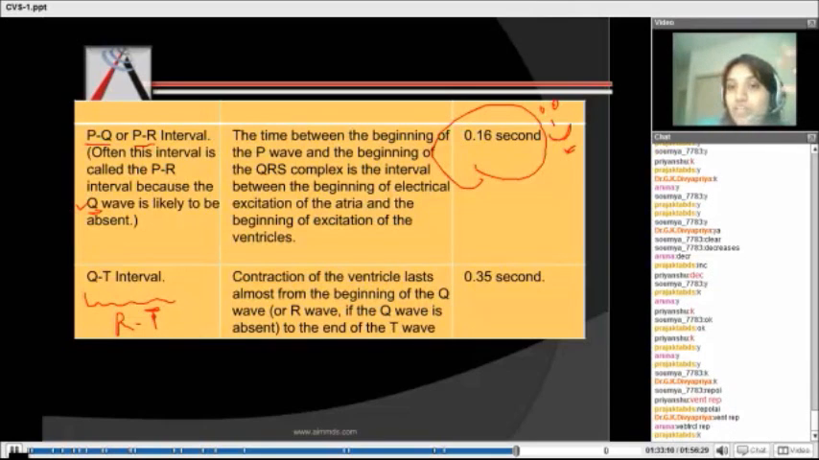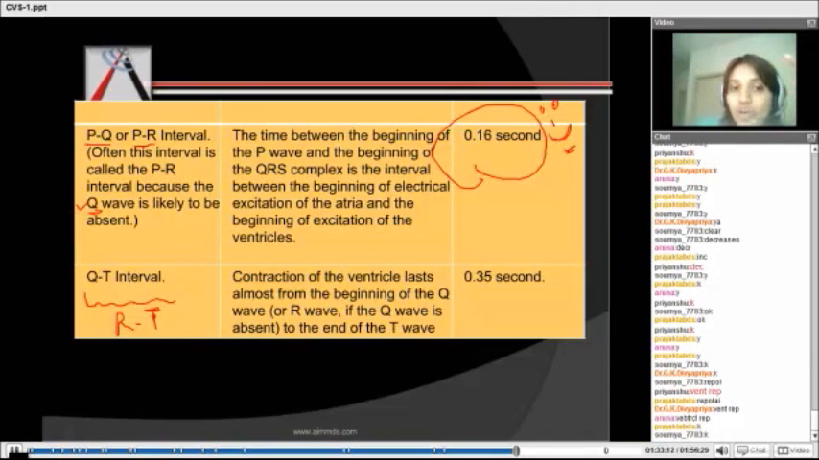Right? So this indicates the contraction of the ventricle from the beginning of the Q wave or R wave to the end of the T wave. So it actually gives you the total ventricular contraction. Your QT interval or RT interval is approximately 0.35 seconds. Okay?